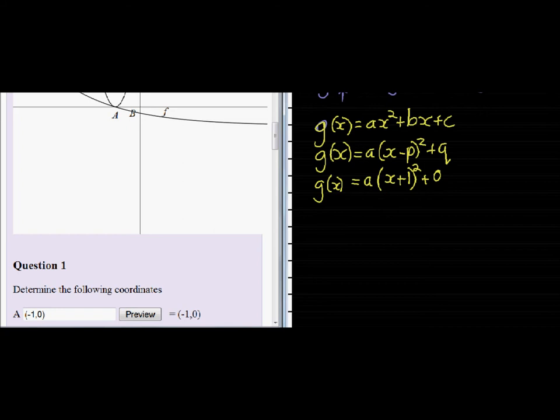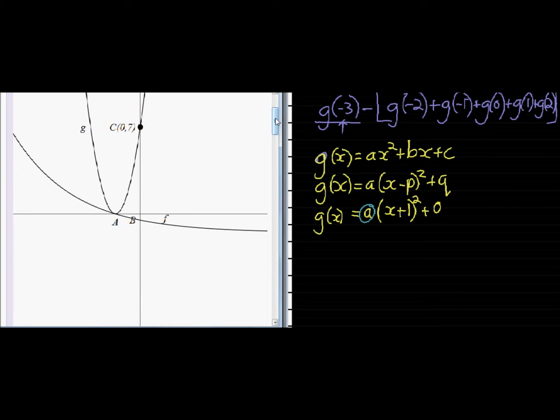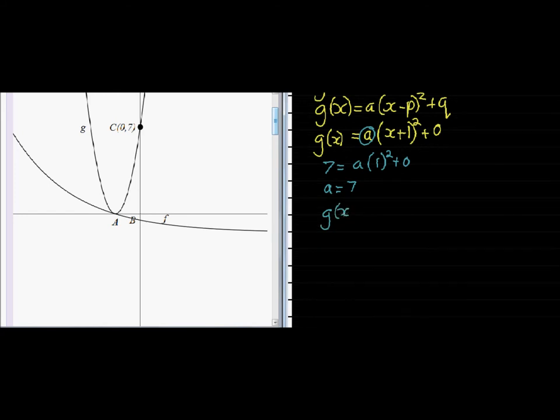And now, how am I going to find the value for a? Well, I'm going to substitute any other point on the graph. And we have another point on the graph. On g, we've got (0, 7). So in other words, when x is equal to 0, y is equal to 7. So 0 plus 1 is 1 squared plus 0. So we find a is equal to 7. So there we go. We have a function formula for g(x). It's equal to 7(x plus 1) squared. Now, they didn't ask us to give this in the form ax squared plus bx plus c, so I don't need to go and simplify it.